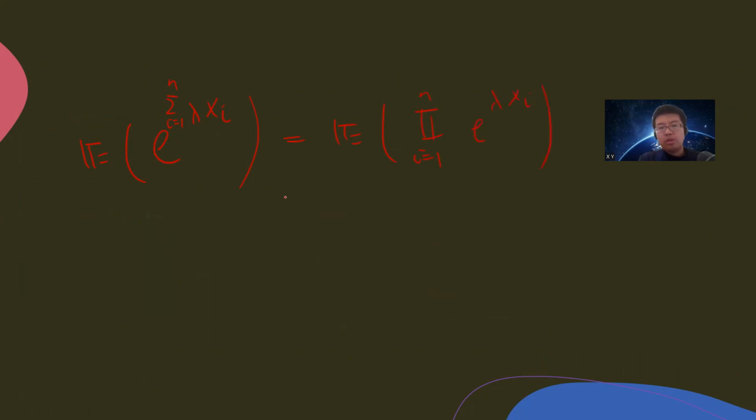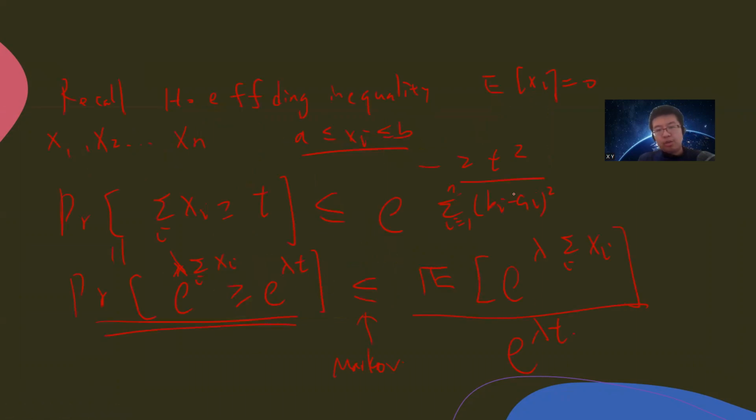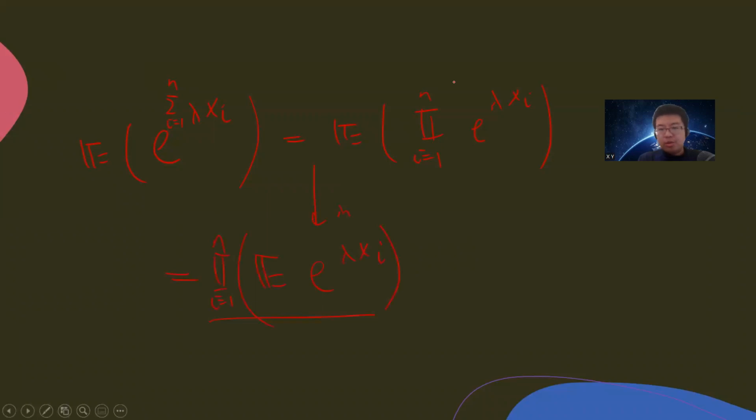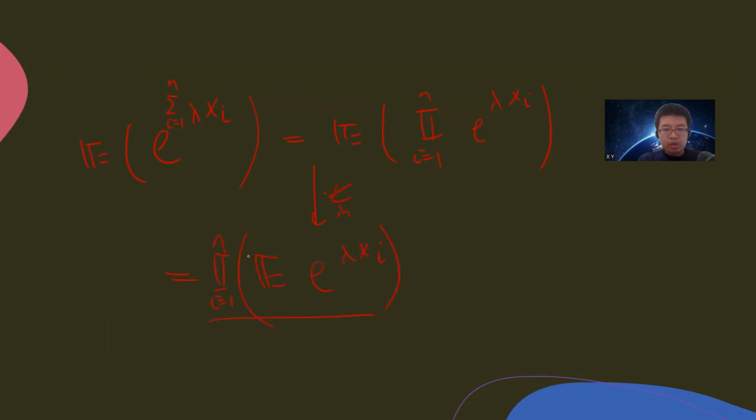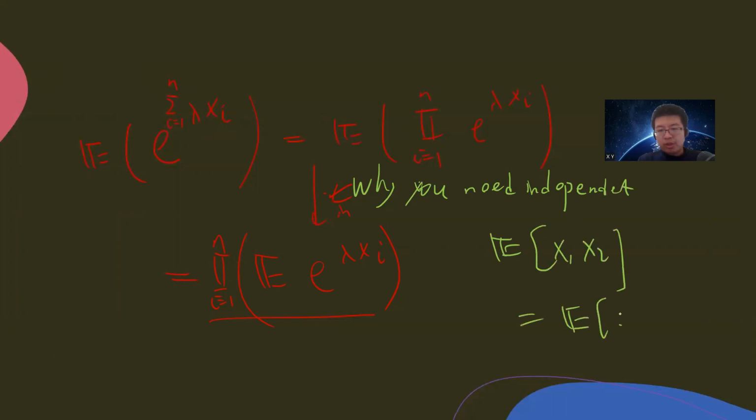Now you can use independence. This is the trick. Once you go through this, you can prove the result, because you have this and you have this, so you can write it as this. This is just a quick reminder. If you want to see the rigorous proof, you can check out my videos. This part is why you need independence: if two variables are independent, then you can write the expectation as a product of two.